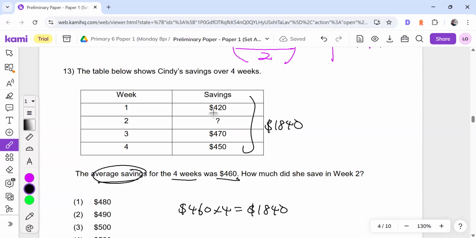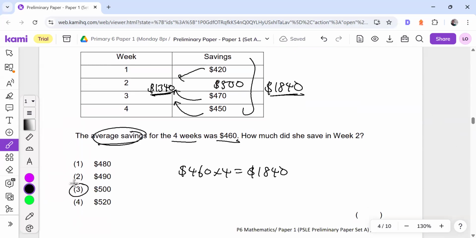Okay, and then you can get the question mark already. So remember, when you have average, you can find the total. So you just add these 3 numbers together, and add carefully. So 420 plus 470 plus 450, you will get 1340. Then the total minus 1340 to get the question mark, which is $500, right? So week 2 should be $500.